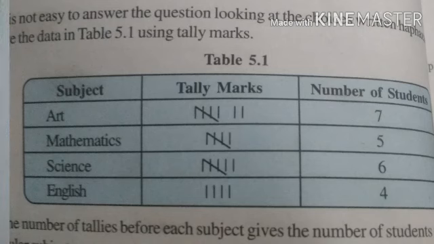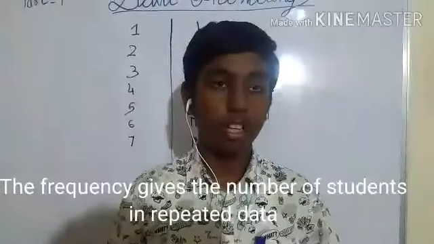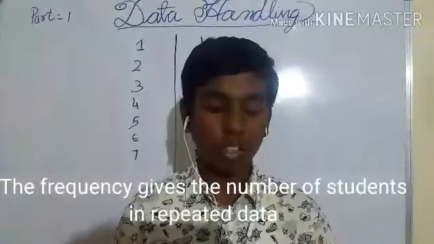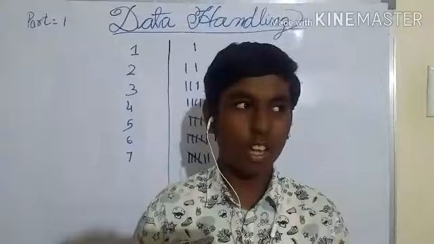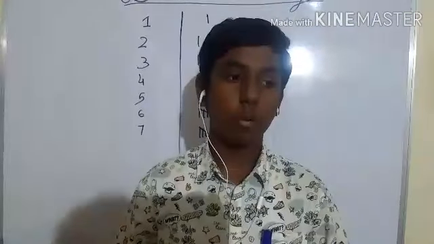You can see the number of students in the third column, and we have to write 7. First is 7, second is 5, third is 6, fourth is 4. And these tally marks give the number of students for the particular subject, which is known as the frequency of that subject. Frequency gives the number of times the data is repeated. I tell you again: the frequency gives the number of times data is repeated.